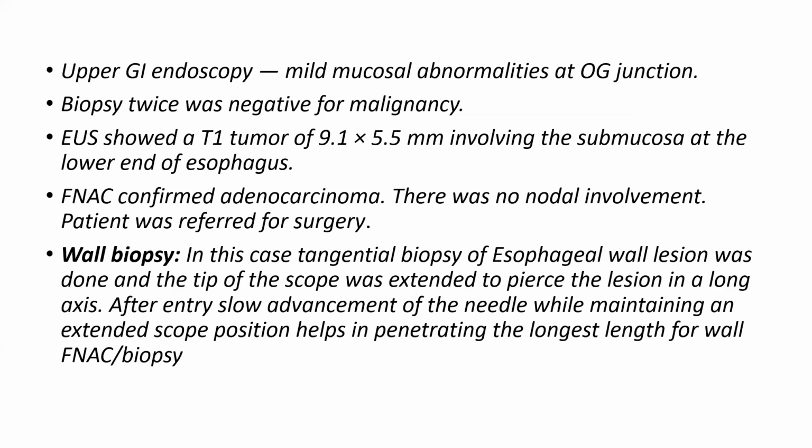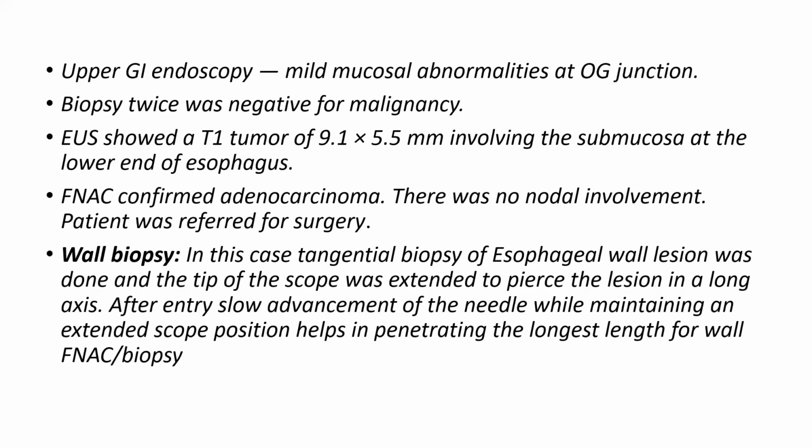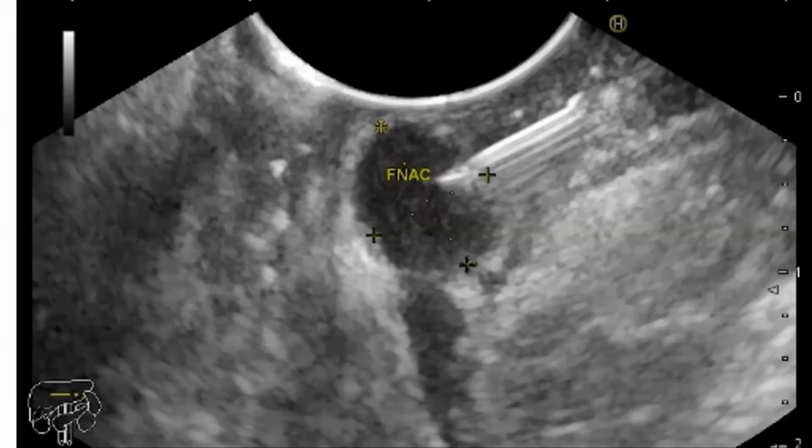In this case, it was difficult to get the FNAC, the histology. And we did an EUS, and after EUS, a tangential wall biopsy was able to provide the diagnosis. This is the example of tangential biopsy of the lesion we showed.